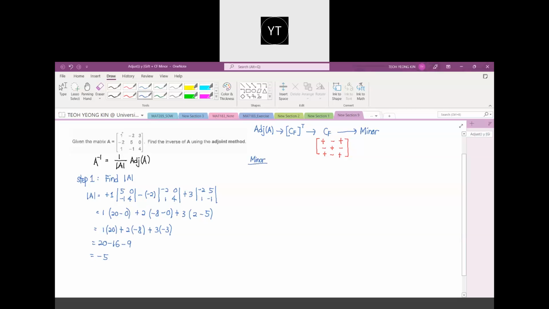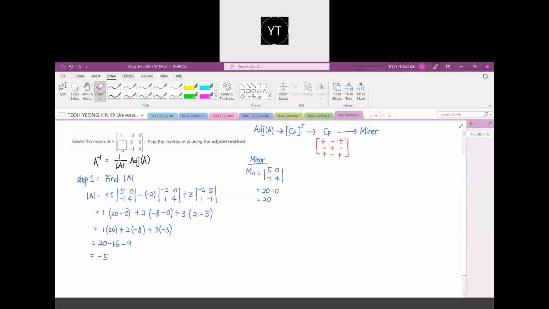So, let's say start with this value, M11. Then we will close like just now. Close this one, close this one. So, we have 5, 0, negative 1, and 4. Just now sebenarnya kita dah cari dah. Here is 20. Let's say cari sekali lagi. 5 times 4, 20. 0 times negative 1, 0. So here is 20.